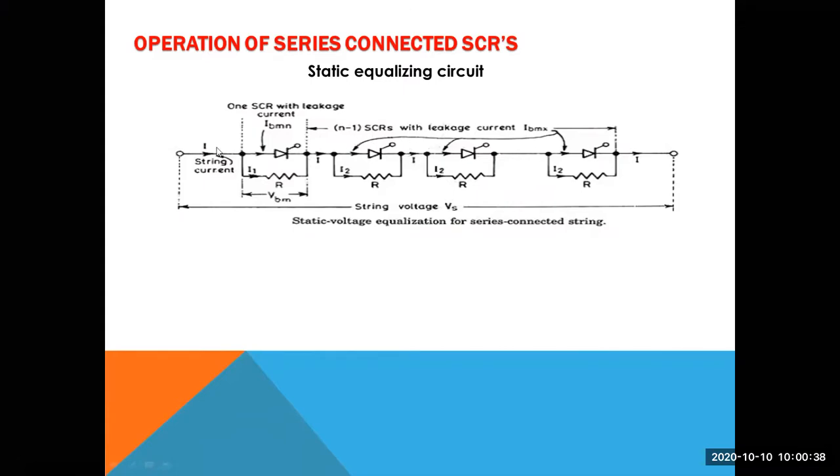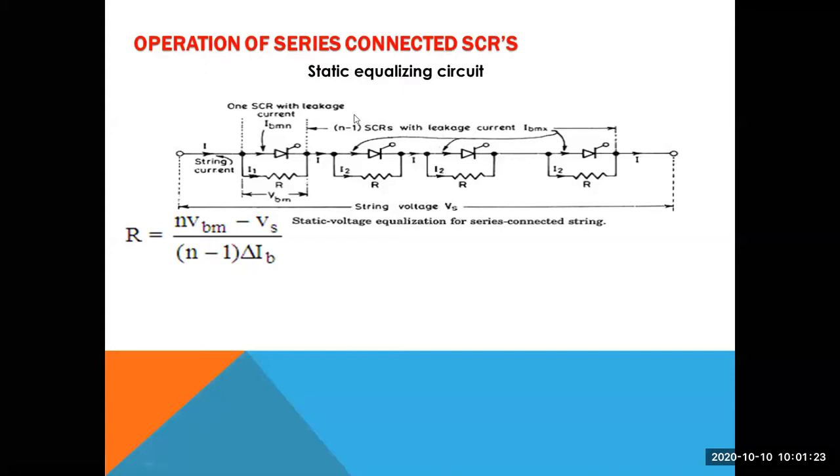Similarly, the remaining SCRs are n-1 SCRs, because the first SCR we already discussed, with a leakage current of IBMH. IBMN is the minimum leakage current, and all the remaining SCRs have the maximum leakage current. That's why VBM is the maximum voltage drop across the resistance. With this we can calculate the required resistance value, how much resistance we have to connect across each SCR.